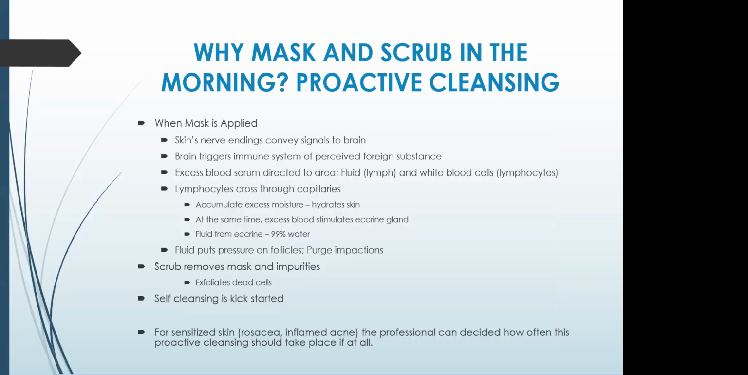So to recap, when we apply the mask, nerve endings convey signals to the brain that there's a foreign material on it. The brain triggers the immune system. Excess blood serum is directed into those areas. Lymphocytes cross through the capillaries, accumulate excess moisture. This hydrates the skin. And then at the same time, excess blood stimulates the eccrine gland, which is 99% water. Fluid puts pressure on these follicles, helps to purge the impurities and impaction. And then the scrub is used to remove the mask along with the impurities and dead skin cells.